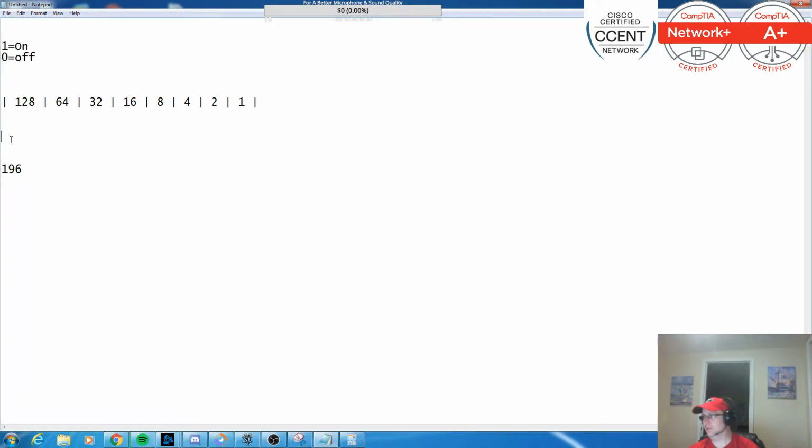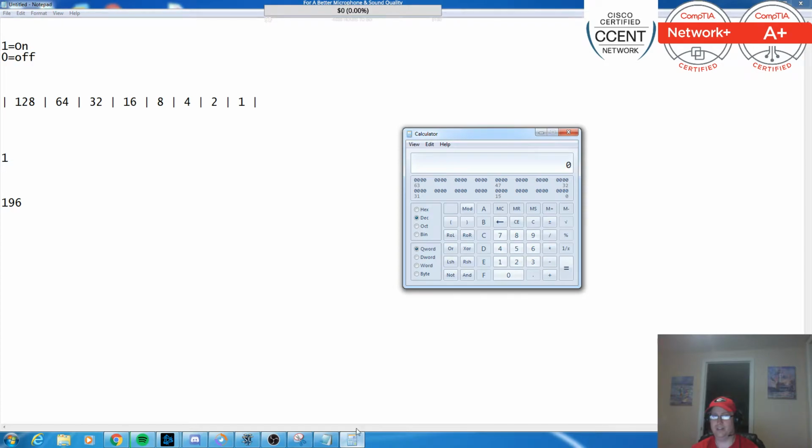Alright, so let's go ahead and start working this out. I'm going to show my work a little bit. I'm going to put the binary above the 196, that way you guys can see the process in case you got the first one incorrect. So can I take 128 from 196? I can. So my first binary bit will be 1.